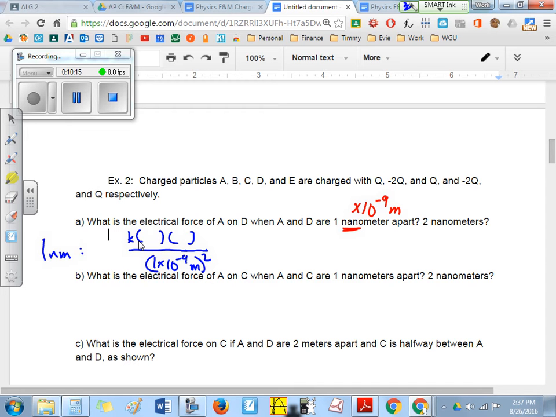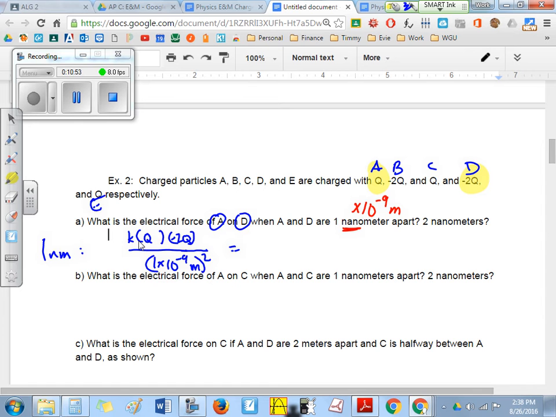Well, what are the charges? Don't think Q and Q. Think what are the actual charges in this problem. You're doing force of A on D, which incidentally is the same as the force on D from A. Whether it's A pulling on D or D pulling on A, Newton's third law says it doesn't matter. Just make sure to use charge A and charge D, the right two charges. So make sure you use Q and negative 2Q. Don't just put QQ here. When we put Q in the formula, we really mean the total charge of those objects.